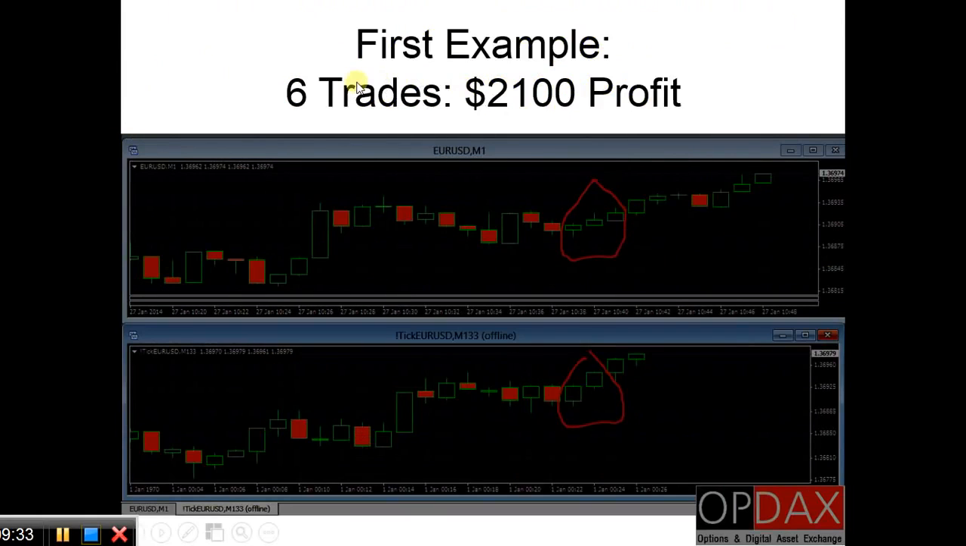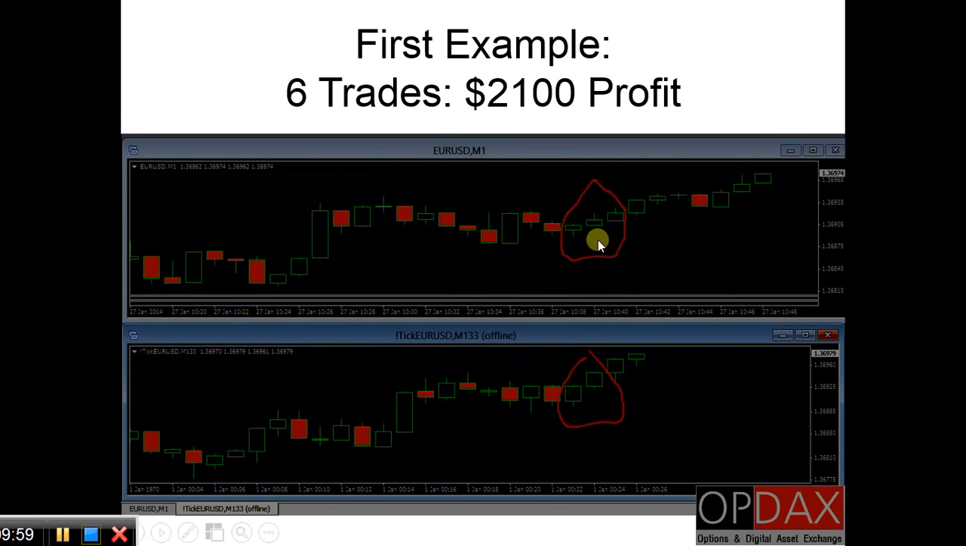So here's our first example of when we did some live trading. We made 6 trades in a row. Here's our candlestick time chart. We have our increasing price of the euro US dollar, our candlesticks forming, showing that the price is moving up, price is increasing, and at the same time, we had our tick chart confirming this price movement.